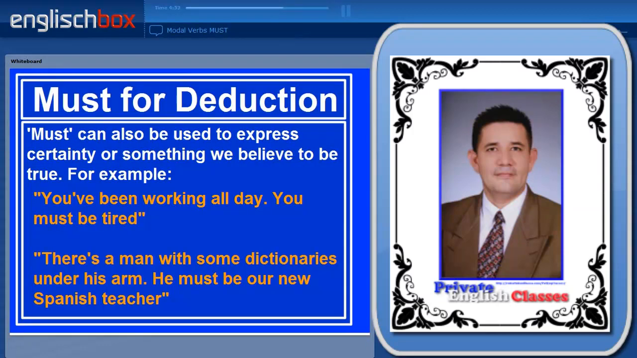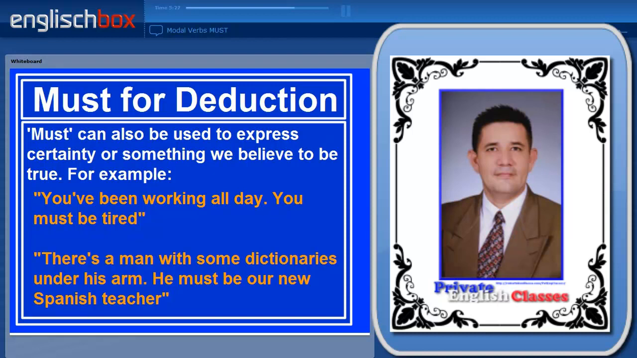Now let's move on to must as a modal verb of deduction. We use must to express a degree of certainty or to express something we believe to be true. For example, you've been working all day. You must be tired. I don't necessarily have any hard physical evidence of this, but I suppose it's very likely that he's tired after a hard day of work.